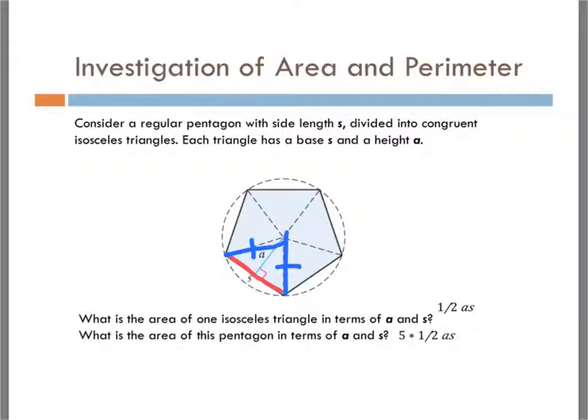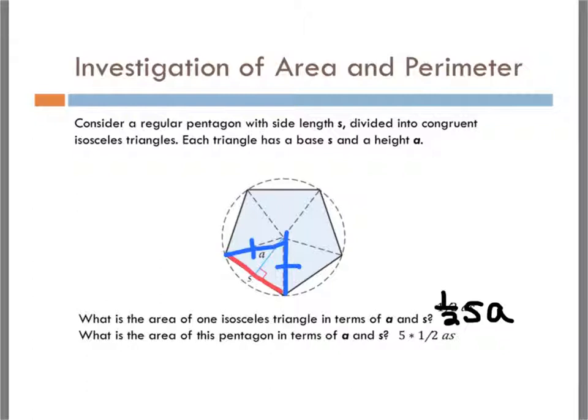First question, how can I find the area of one isosceles triangle? Well, that's pretty simple. We just use a formula for area. 1/2 the base, which is S, times the height, which they've labeled for us as A.